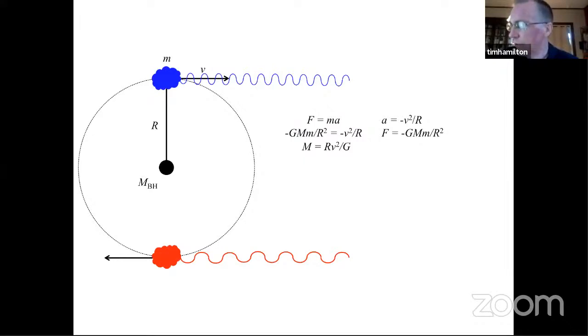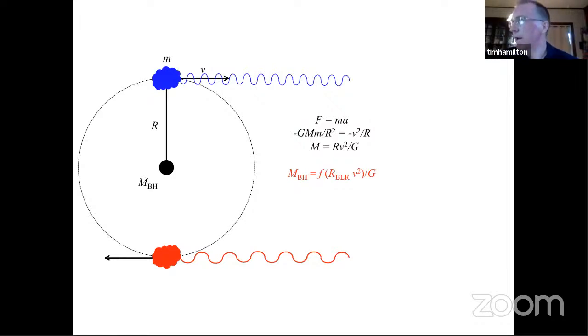The force in this case is simply Newton's gravitational force. We do not need to apply general relativity, Einstein's law of gravity, to get this to work. Even though we're dealing with a relativistic object, a massive black hole, Newton's law of gravity works perfectly well. So that's minus G, the gravitational constant, times the mass of the black hole, times the mass of the gas cloud, divided by the radius squared. Putting those in on the left and right sides, we can solve for the mass of the black hole, and we get M equals r v squared over G.